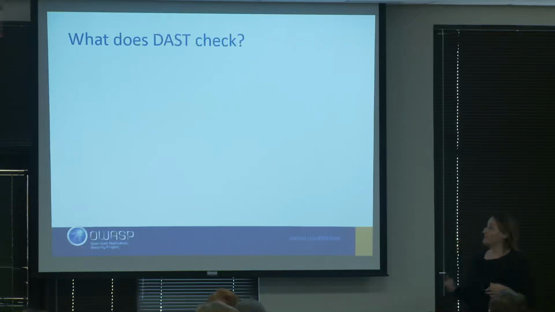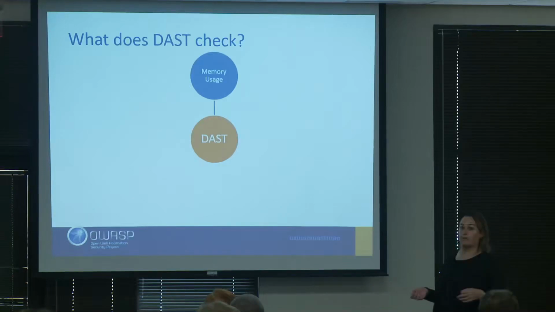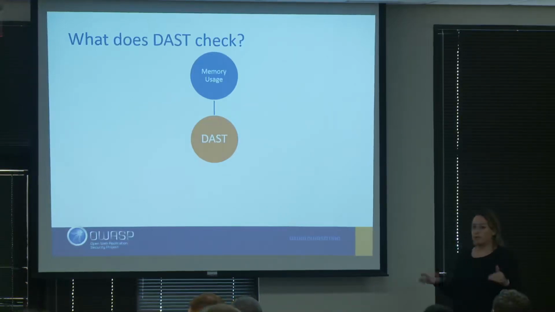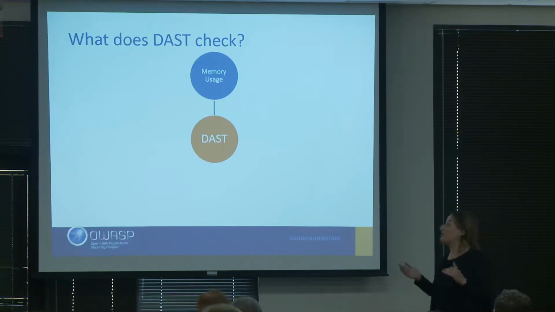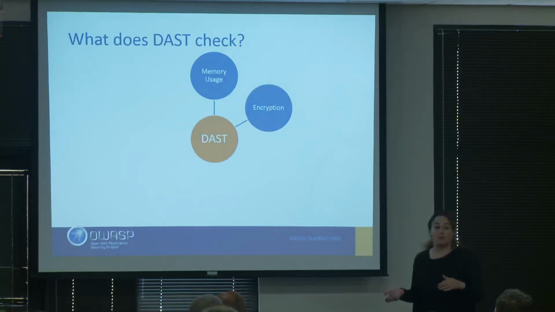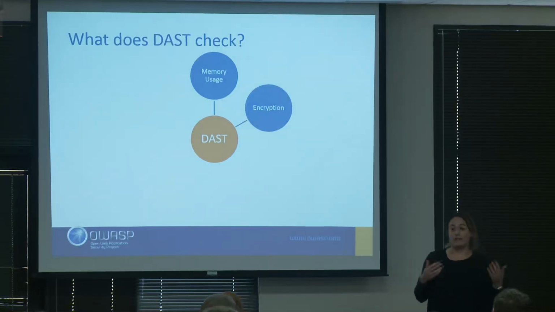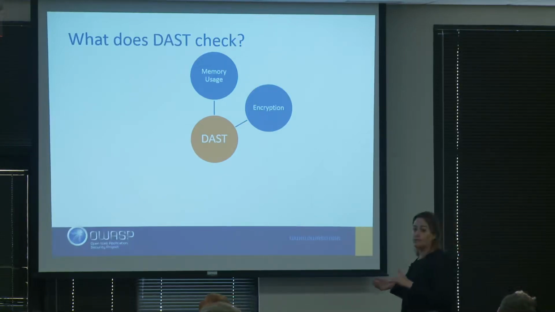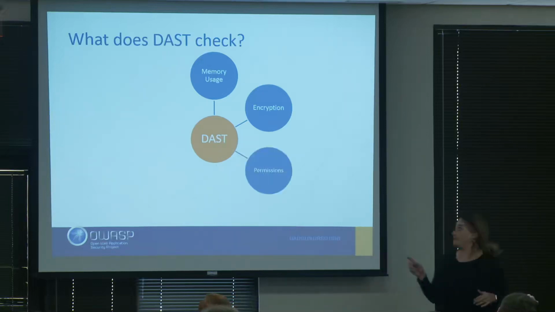So what does DAST check? First, it will check your memory usage: if you're using too much memory or if you're exposing data you're not supposed to be exposing. It will check your encryption. SAST will check that you're using encryption. DAST will try to break your encryption. So if you're using a weak algorithm, it will try to break it, and it will probably succeed.